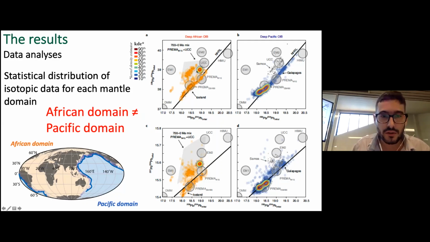When you look at the composition, you have the different end members here: EM1, EM2, the upper continental crust, and PREMA, which is the normal mantle. In general, we see that the African domain is a mix between the continental crust and the EM1, EM2 end members here, or even here. So we asked what can cause such similarity. It should be a mix with this recycled material, either sedimentary rocks from the ocean or from the continental crust.